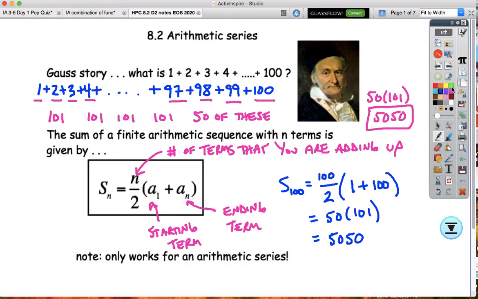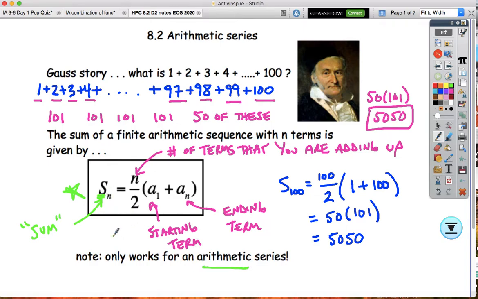Now just keep in mind, this only works for arithmetic series. So what makes something arithmetic? That's when you're adding the same number each time. So in this case, we're adding a 1 each time to get to the next number. So because this is arithmetic, we can use this formula, and this is when you want to find the sum of a list of numbers, so think S for sum.